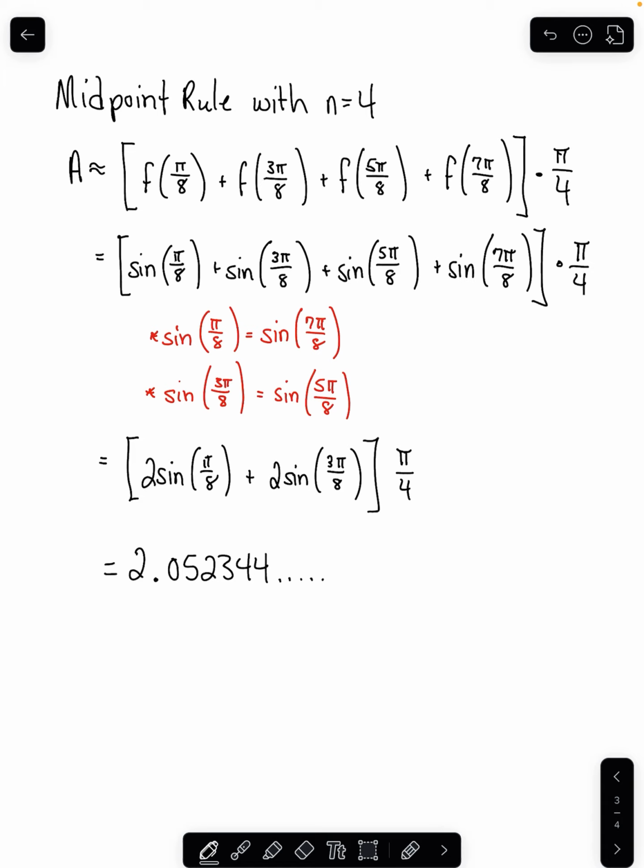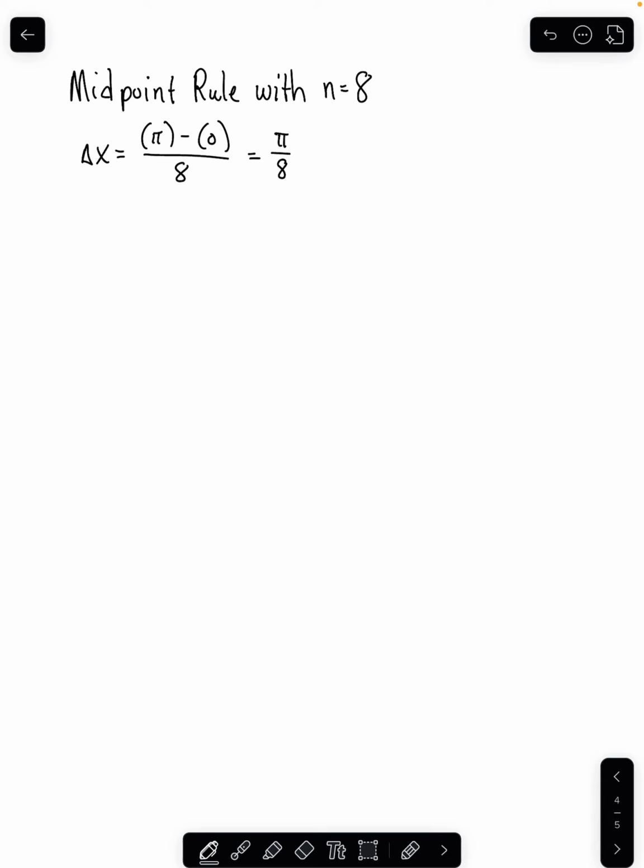So we're going to take this one step further, and we're going to do the midpoint rule with n equals 8. Definitely more intervals, definitely going to be a bit more work, but still reasonable to work with. Now, I'm not going to draw the picture on this because the picture does eventually start to get a little bit ridiculous. However, we start with delta x being pi minus 0, that's the width of the full interval, divided into 8 equal sized pieces, and that gives us pi over 8.